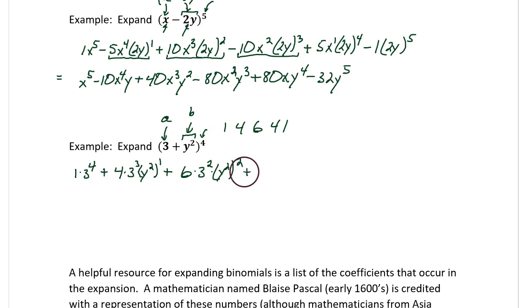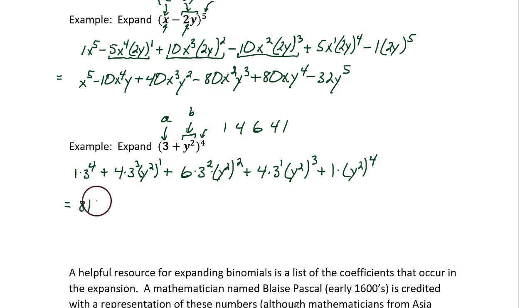Let's keep going. We have another plus and then a 4. Now we have 3 to the 1, and then y squared to the 3. And then another plus sign and then a 1 from Pascal's triangle. This time we would have 3 to the 0 power, which I'm not even going to write, and then we'll have y squared to the 4th. Now let's simplify our terms.